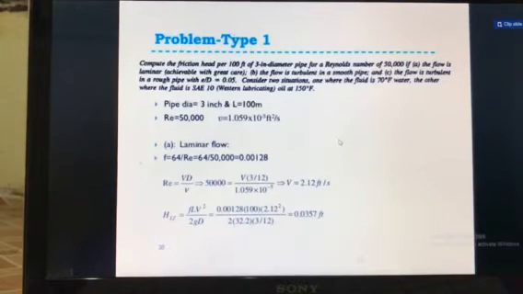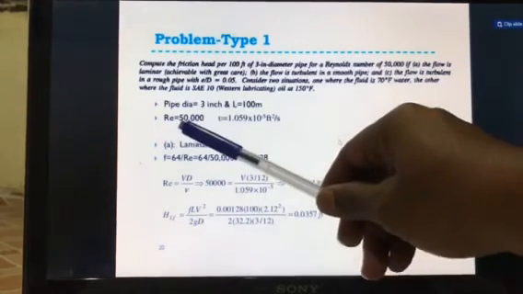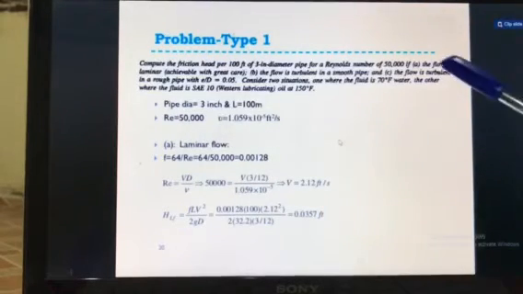The Reynolds number is also given as 50,000. Now, the first case is if the flow is laminar, achievable with great care. The second case is if the flow is turbulent in a smooth pipe. The third is if the flow is turbulent in a rough pipe with an e by D ratio of 0.0. Consider two situations: one where the fluid is 70 degree Fahrenheit water, and the other where the fluid is SAE 10 oil at 150 degree Fahrenheit.